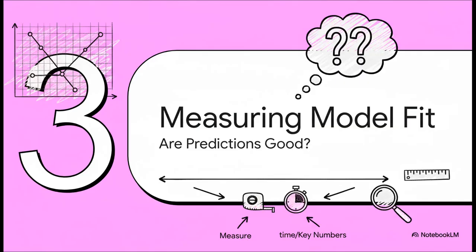Okay, so we've got a line. Big deal. Anybody can draw a line through a bunch of dots. The real question is, how do we know if our line is any good? How do we know if we can actually trust its predictions? Well, to do that, we need to look at a couple of really important numbers.